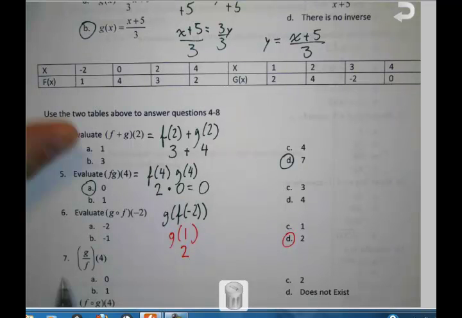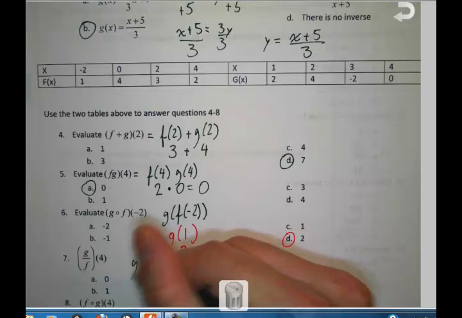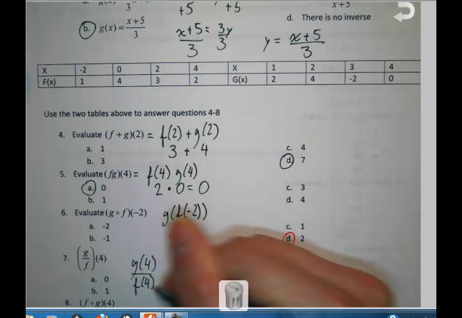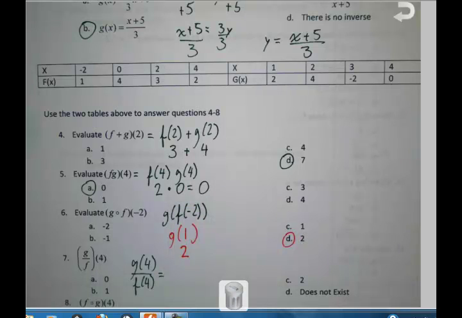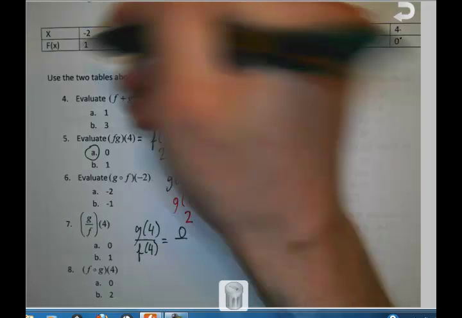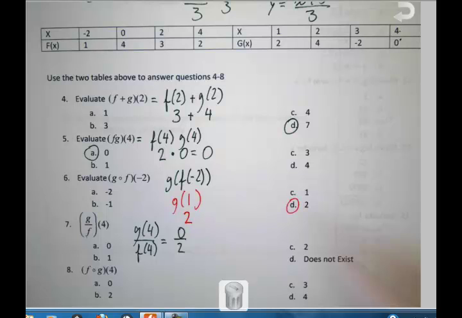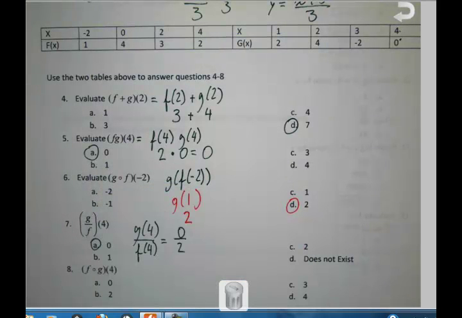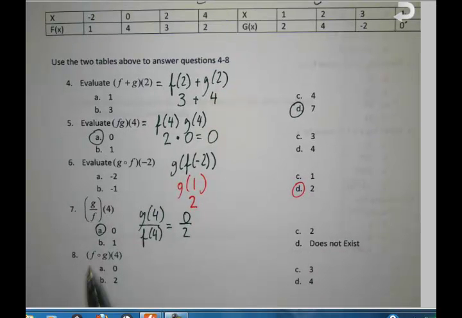Number 7 was g over f of 4. So you had to find g of 4 and divide it by f of 4 and assume and verify that you're not dividing by 0. So g of 4 was 0, f of 4 was 2, and of course 0 over 2 is 0.